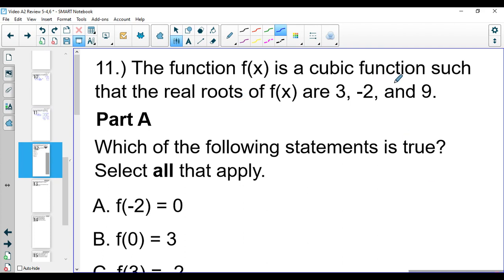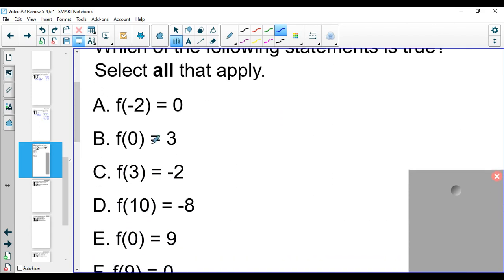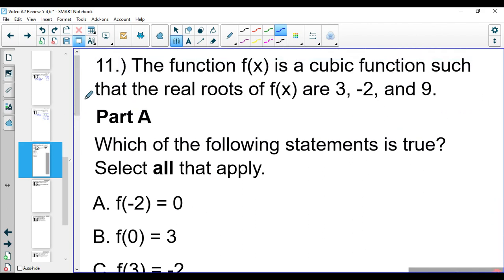The function f of x is a cubic function such that the real roots of f of x are 3, negative 2, and 9. Which of the following statements is true? Select all that apply. And they're giving us a bunch of f of a number equals another number. All right, so let's look at the clues they're giving us carefully. They're giving us real roots. That's actually really important. So they're giving us the real roots x equals 3, x equals negative 2, and x equals 9. Now remember, real roots is another way of saying the x-intercept.